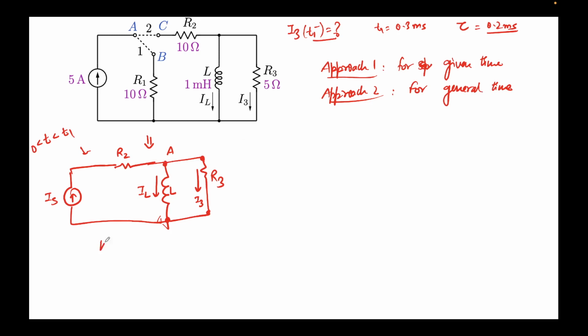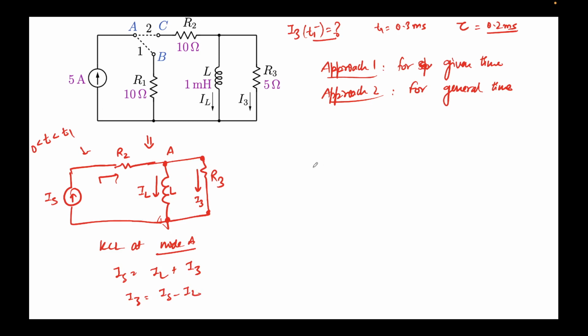As usual, let's first apply KCL at node A. The incoming current IS should be equal to IL plus I3. This gives me I3 equal to IS minus IL. Now IS is a constant, which is given as 5 amps, and IL is something we don't know. If we somehow find IL, that will solve our problem.